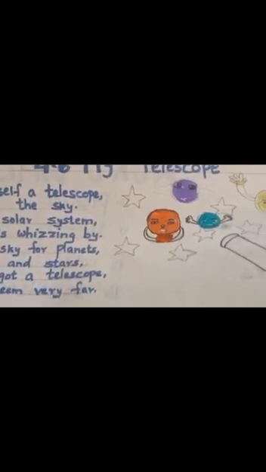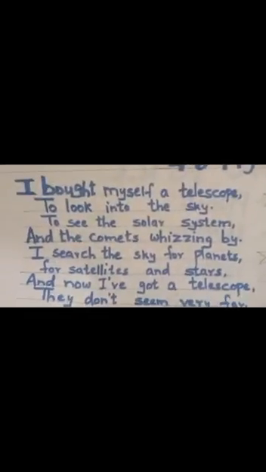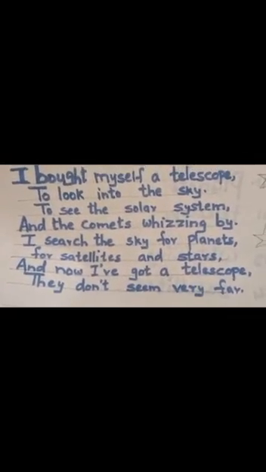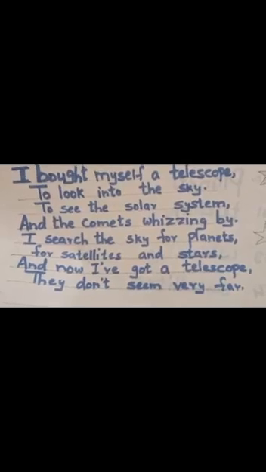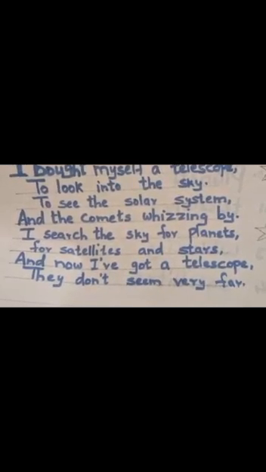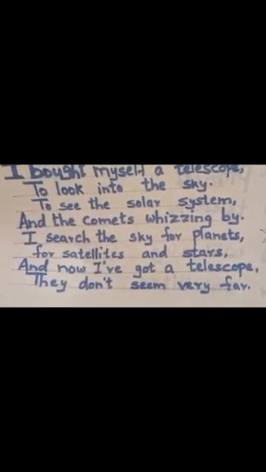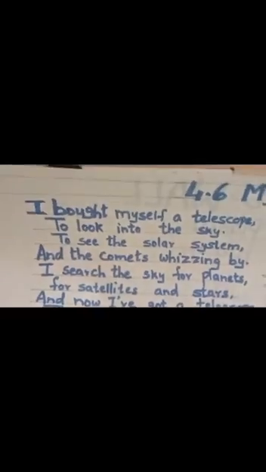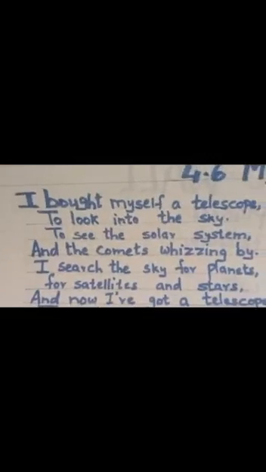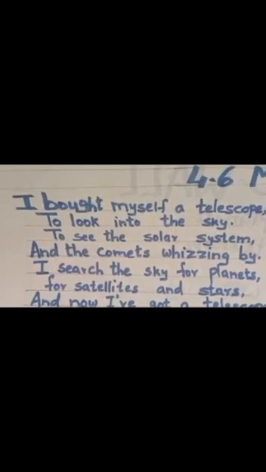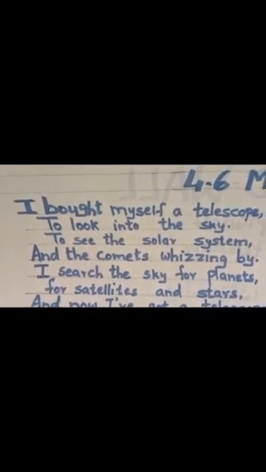So children, I am going to explain the first four lines to you. I bought myself a telescope to look into the sky, to see the solar system and the comets whizzing by. So the poet wants to say that he bought a telescope to look into the sky. He wanted to see the solar system and the comets that were moving swiftly here and there.